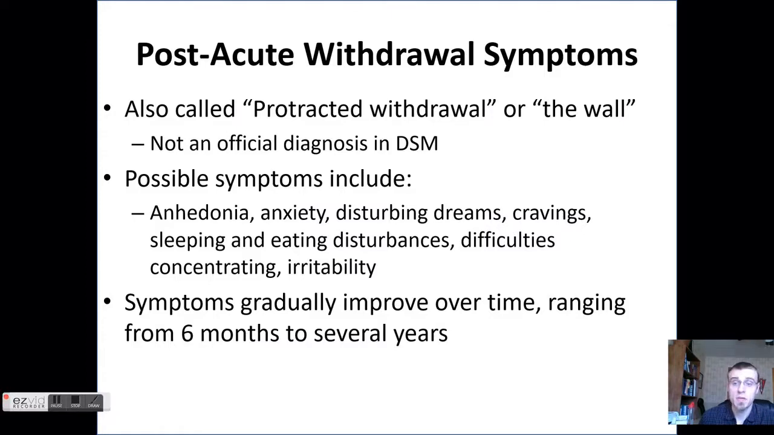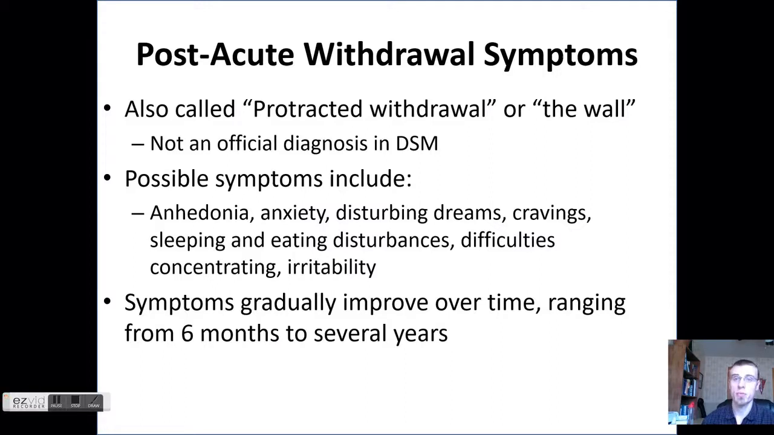Some of the symptoms can include anhedonia, which is the inability to experience or feel pleasure, significant anxiety, disturbing dreams, heightened cravings, sleep difficulties, eating disturbances, difficulty with concentration, even memory issues I've heard with many people, and a lot more irritability. Generally, these symptoms sneak up on people gradually during the first 2 months of their recovery. They may not even notice it's happening.